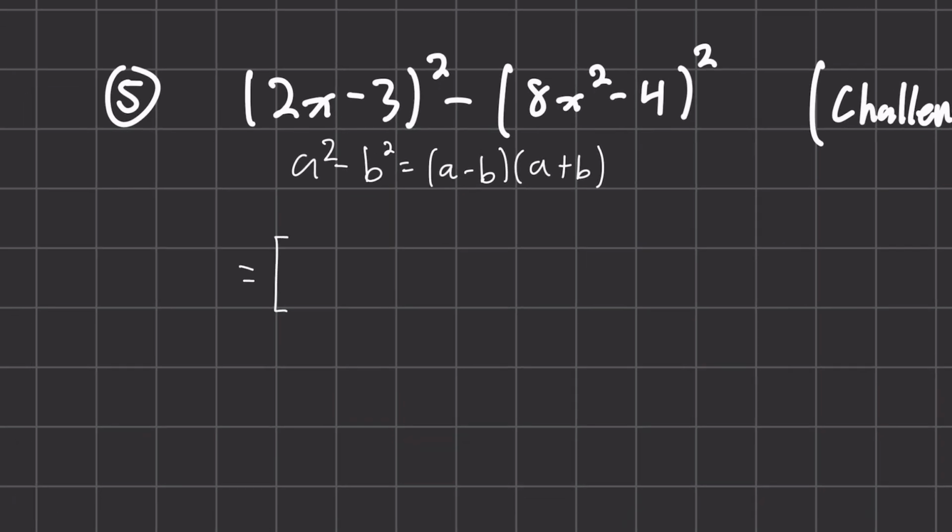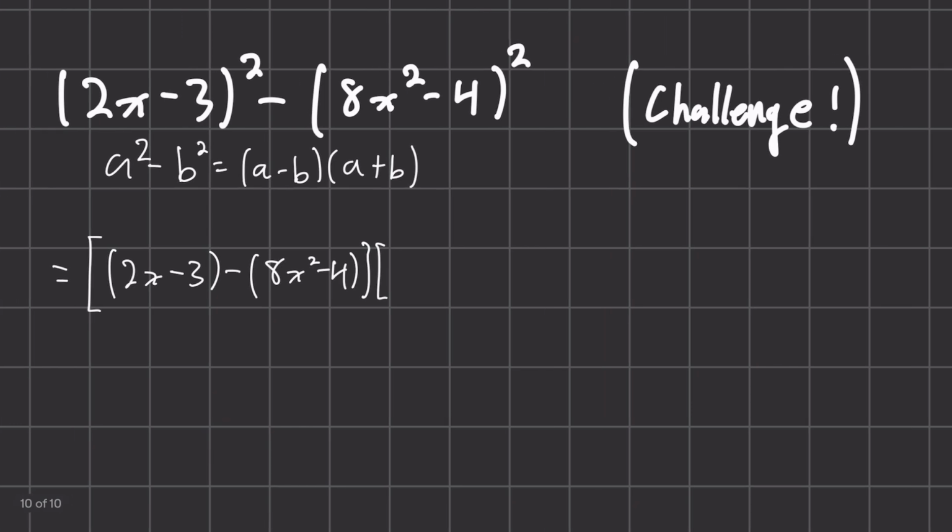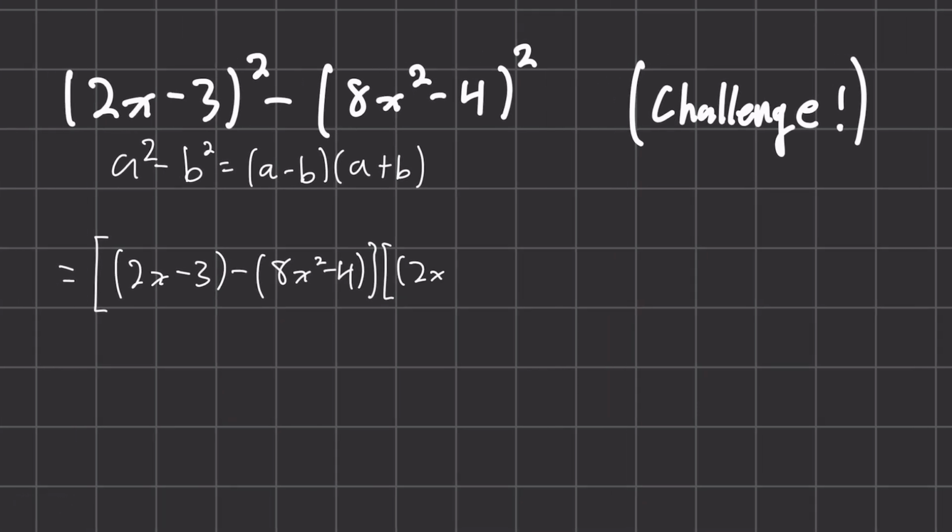I'm gonna use square brackets here for the big one. So we have 2x minus 3, in this case, is our a, and then our b would just be this whole thing right here, which is minus 8x squared minus 4. And now that is just being multiplied by the same thing, but when they're adding. So it's going to be 2x minus 3 plus 8x squared minus 4.